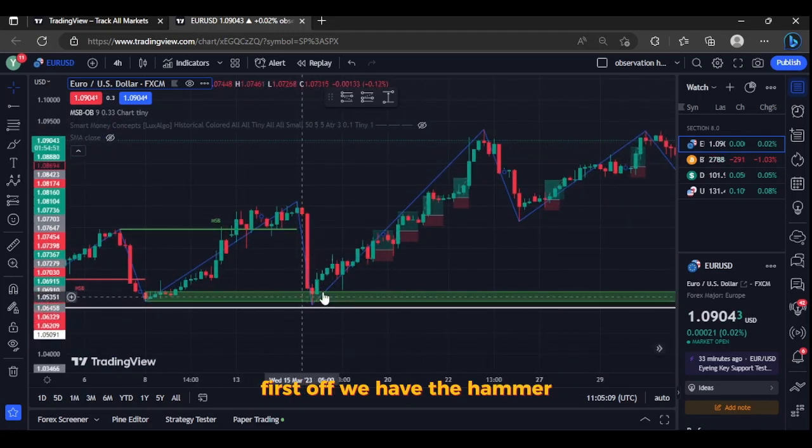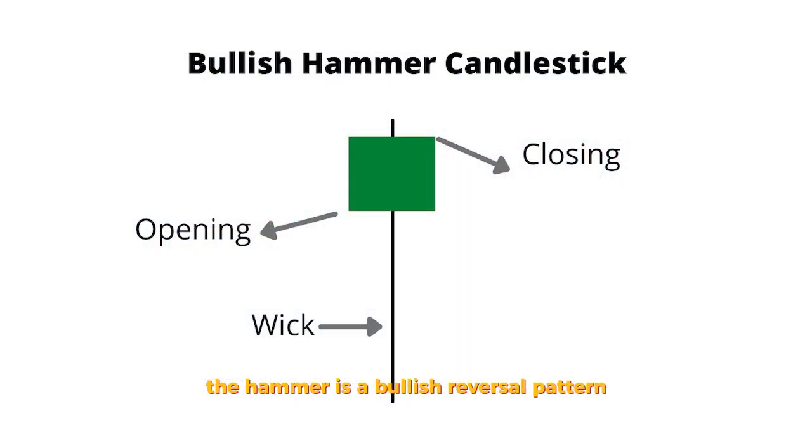First off, we have the hammer. The hammer is a bullish reversal pattern that forms at the bottom of a downtrend, and it's very easy to identify. It has a small body and a long lower wick, indicating that sellers pushed down the price but buyers stepped in and pushed it back up. This pattern suggests that a reversal may be on the horizon.